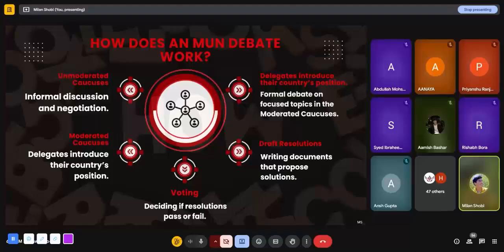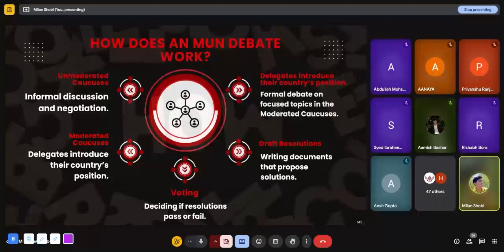Unmoderated caucuses are typically those time slots in the entire committee, which you decide when to have, which is basically the time when you really have an informal discussion and negotiation. During this caucus, you can just roam around and meet other people in your committee and discuss what agenda you're already discussing right now, and really talk about what you want to do and how, and make a strategy with them, and then cooperatively move towards a better end of the committee. So basically, it's just an informal discussion and negotiation.